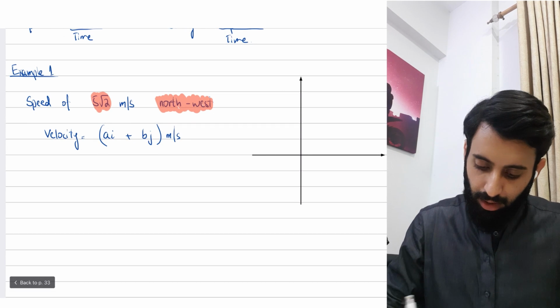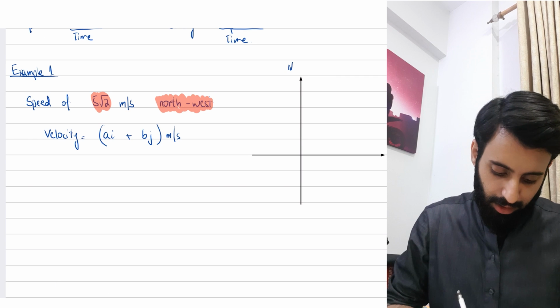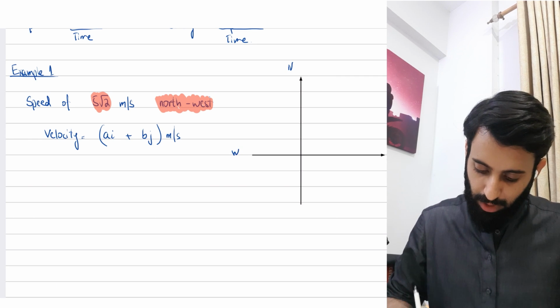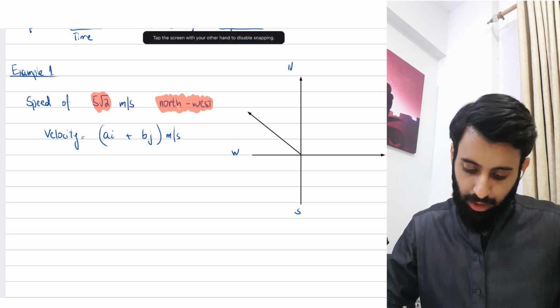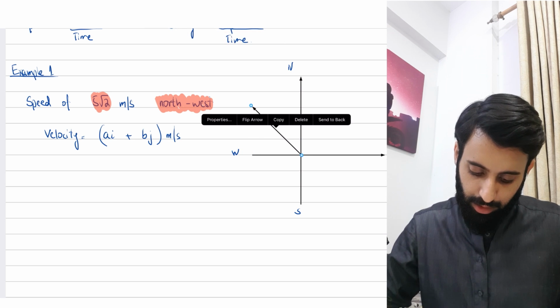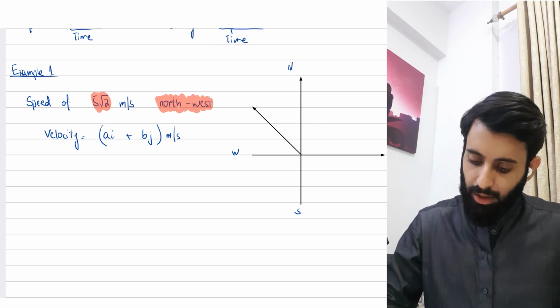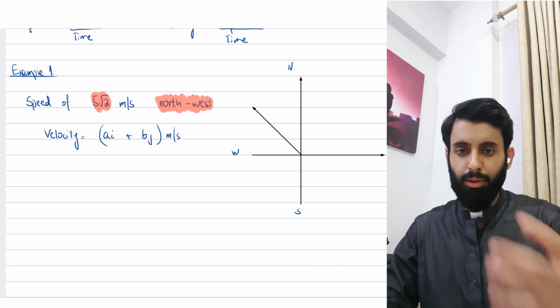And the way to do that is, if you remember your compass, so here's north, east, here's west, and here's south. Now, northwest basically means that we are in the second quadrant. We're between north and west. That's what northwest means, right? Halfway between north and west.